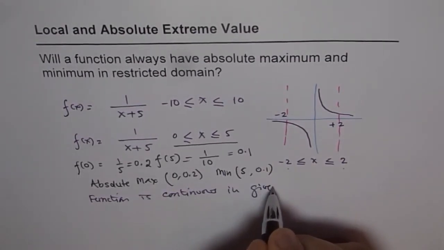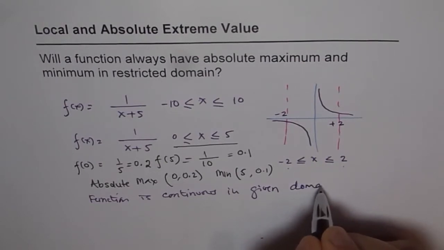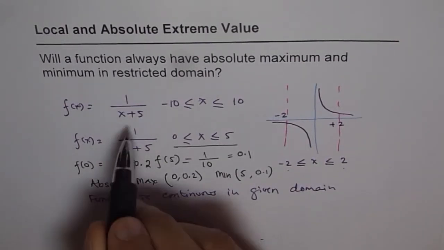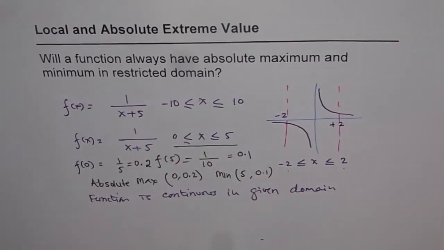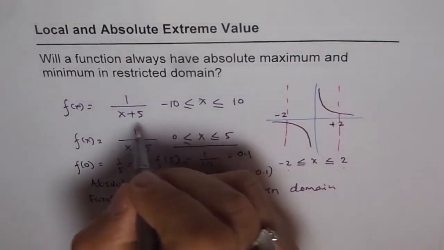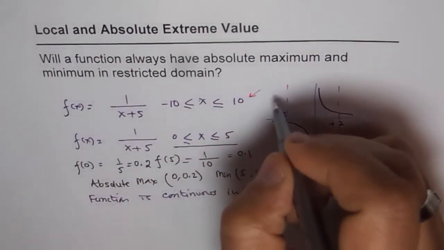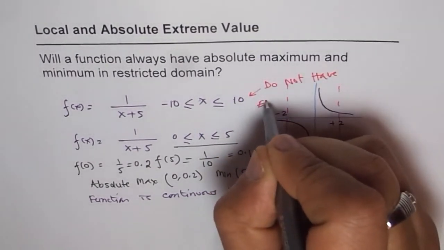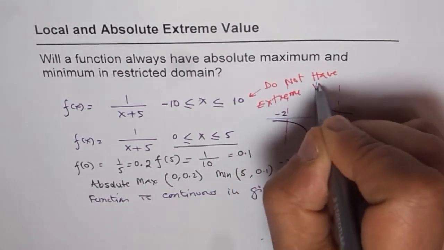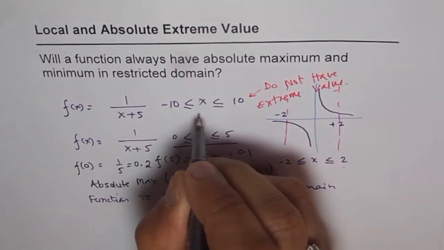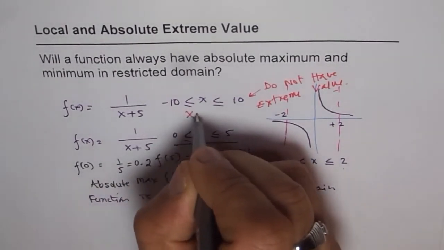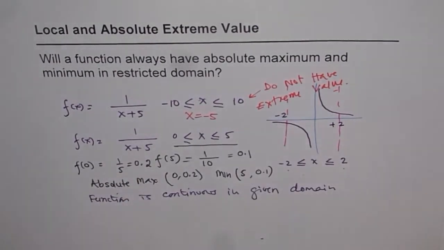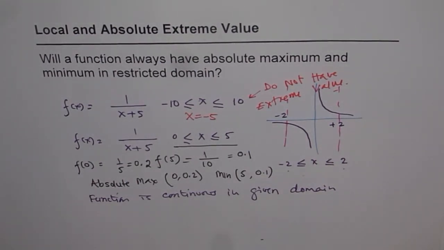Do you understand? But if the function is discontinuous, in the very first case I should say, here in this case, we do not have extreme value. Since the function is discontinuous at x equals -5, therefore we do not have extreme value.